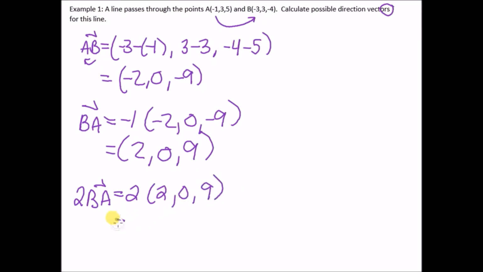And I would get 4, 0, 18. And we can keep going, but there are infinitely many different possible direction vectors for this line. The only thing that's changed here is that instead of having x, y in 2D, we have x, y, and z in 3D.